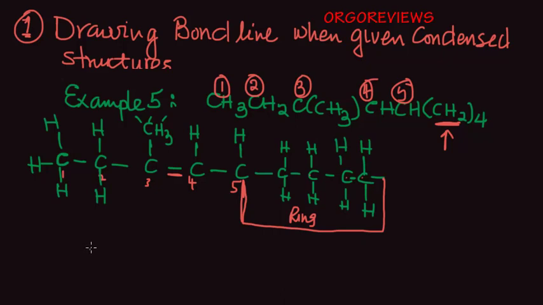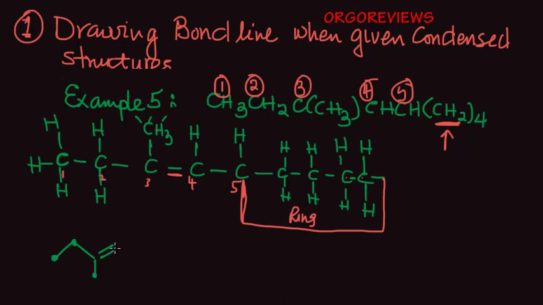So let's see how the bond line structure will look. Let's begin with carbon number 1. The point of contact is right here, and this is carbon number 2. Carbon number 2 is connected to carbon number 3. That is double bonded to carbon number 4. And again, carbon number 3 has a methyl group right here. So we know that there's a methyl group there.